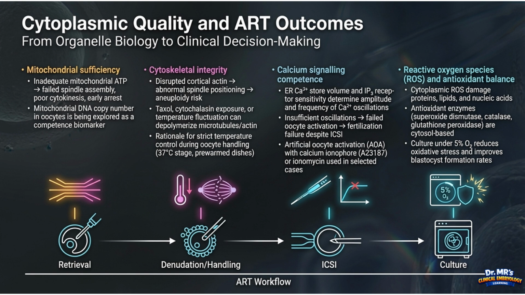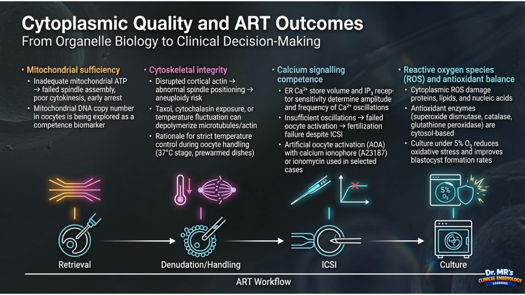Cytoskeletal integrity directly affects chromosomal fidelity. Disrupted cortical actin leads to abnormal spindle positioning, which leads to unequal chromosome segregation and aneuploidy. Temperature fluctuation is one of the most potent disruptors of the meiotic spindle.